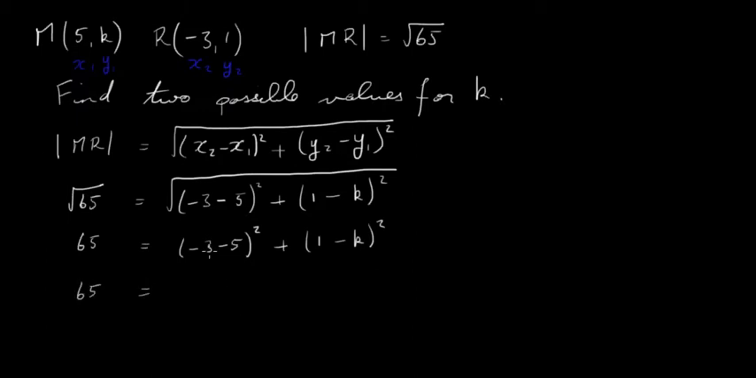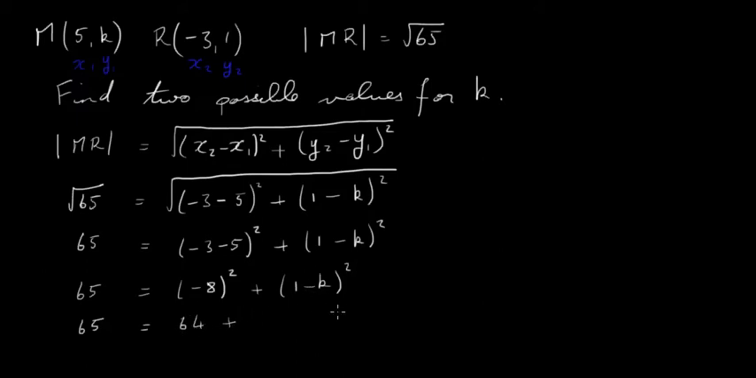On the right hand side, minus 3 minus 5 is minus 8. We've got to square that. I'll do that in a minute. Here we've got 1 minus k to be squared. I'll square that as well. Okay, so let's start squaring out the right hand side. So we've got a 65 here. We've got minus 8 squared. Minus 8 multiplied by minus 8 is plus 64.